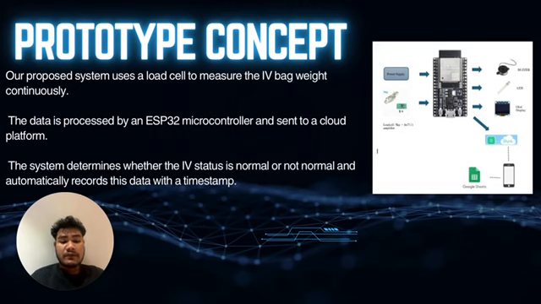As we can see from the block diagram, the power supply and the load cell go to the ESP32, and the output will be the buzzer, LED and OLED display. The data processed in the ESP32 microcontroller will send a notification through Blynk to our phone, and we also send the data to the Google Sheet.